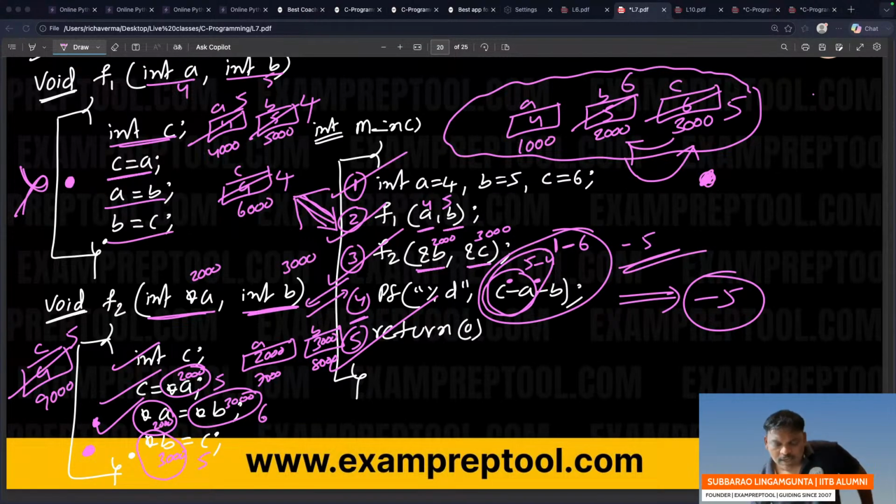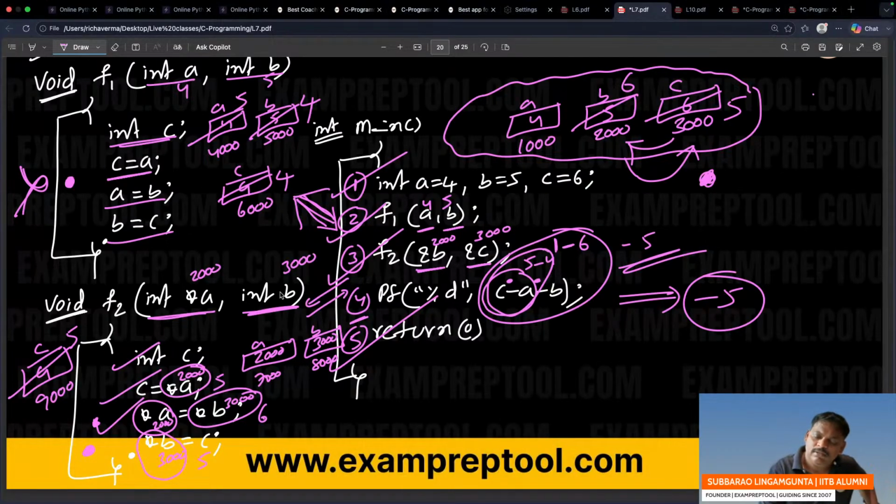Someone is saying that in F2 it should be int star B. Thanks for informing, otherwise an error message will come. You are right. The answer is finally minus B.